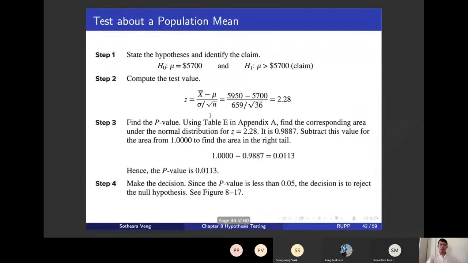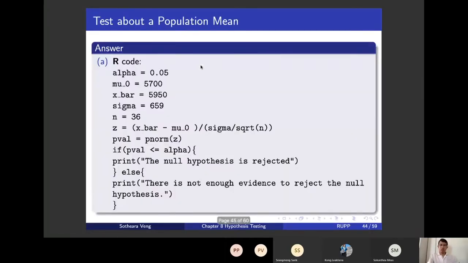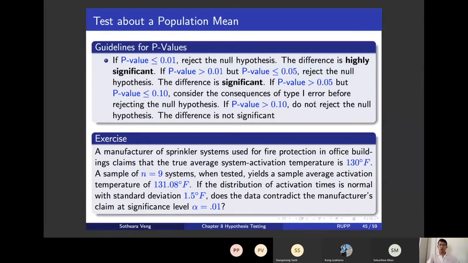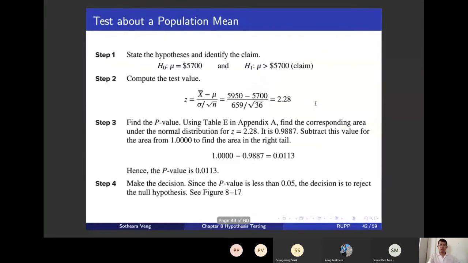The difference between the real value and the initial value, right? The real value and the initial claim, this is u0. Not significant difference means you do not reject the null hypothesis, meaning that the real mean can be something like this, equal to the initial one. No significant difference.